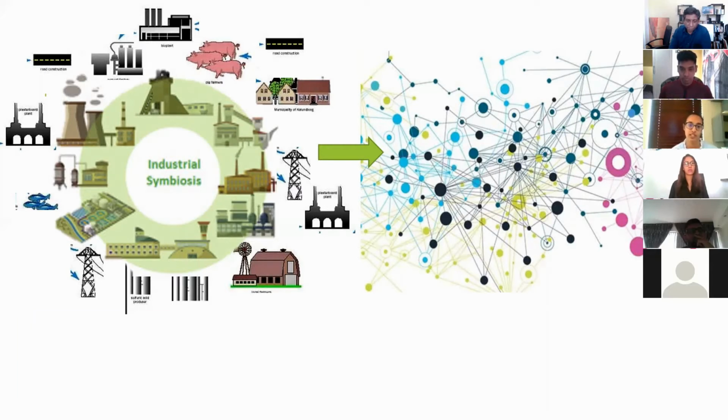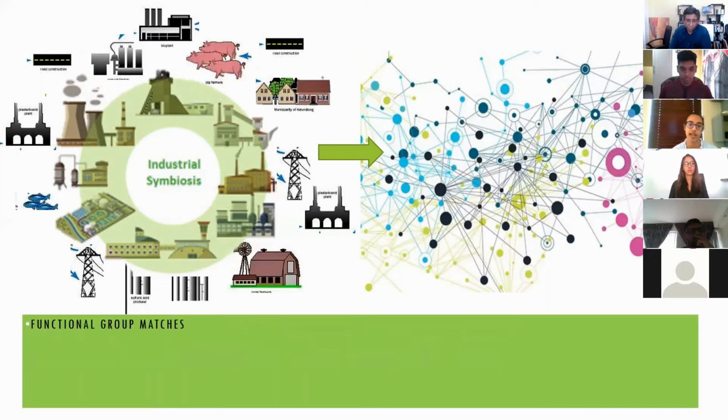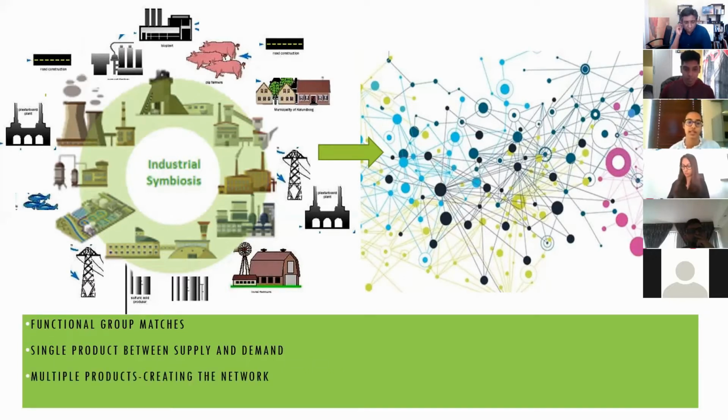Where my research comes in, I am looking at creating the functional group matches between feed and waste streams. As a start, I'll look at just a single product between a group of supply and demand companies. So you've got all your supply companies that are producing these products and they need to go to a specific demand company. So I'm trying to create the matches between those two, then extending it to multiple products and then creating the network as you see over there.